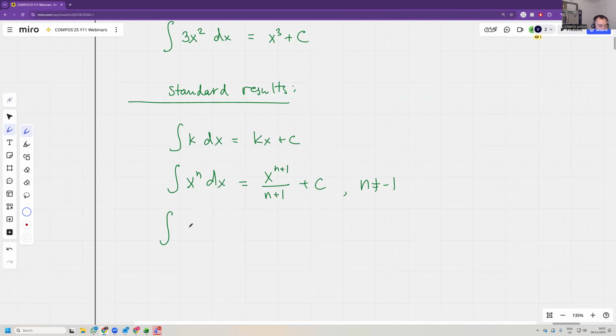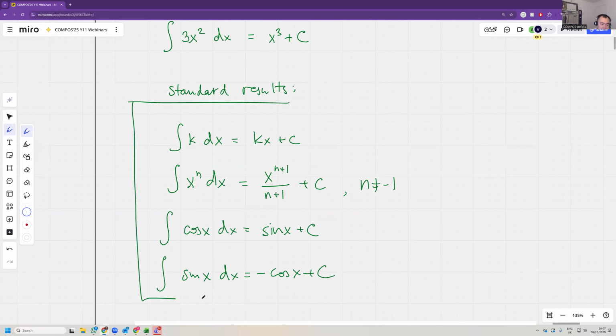And the integral of cosine x is sine x plus c, because you know that the derivative of sine x is cosine x. And the integral of sine x is minus cosine x, because you know that the derivative of cosine is minus sine, so the integral of sine is minus cos. Okay. Hope that makes sense. Any questions here?